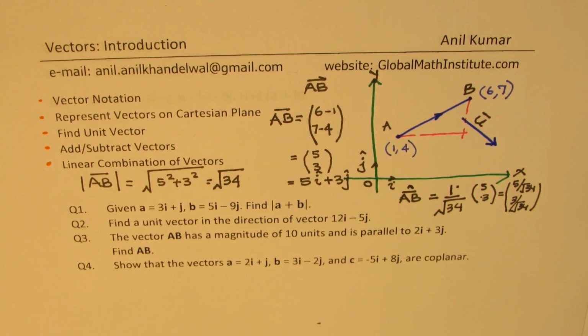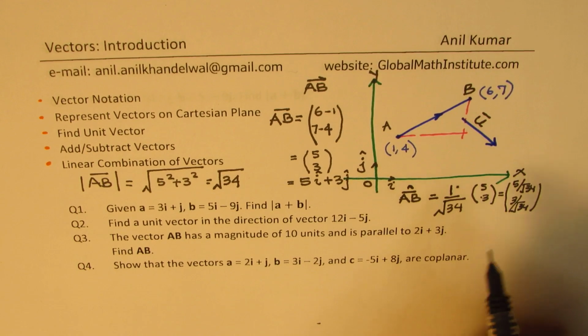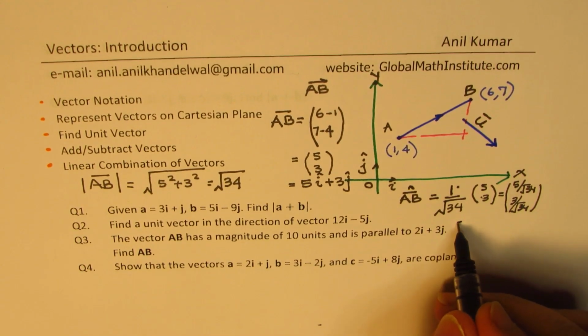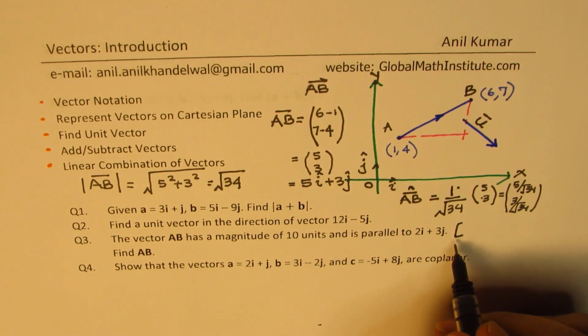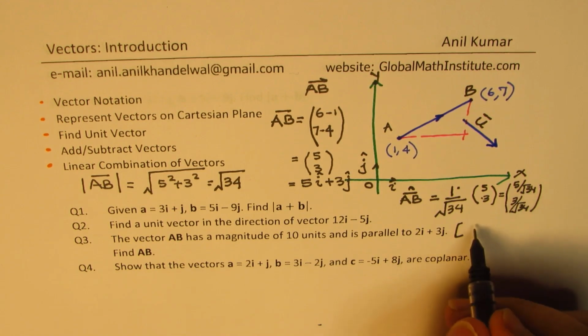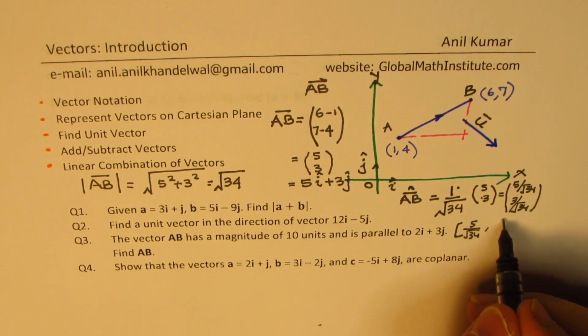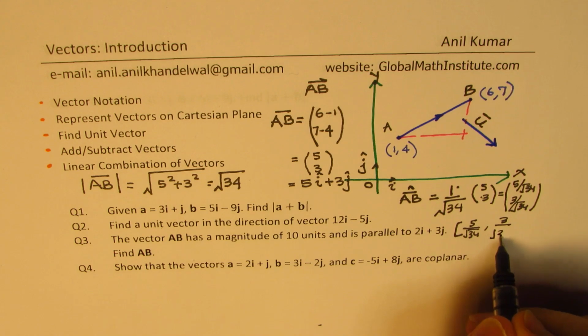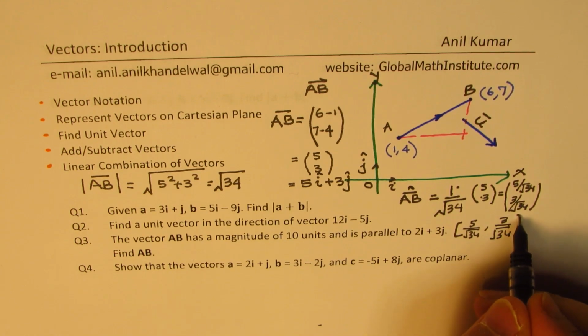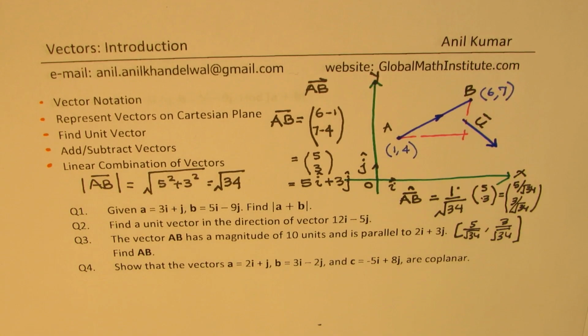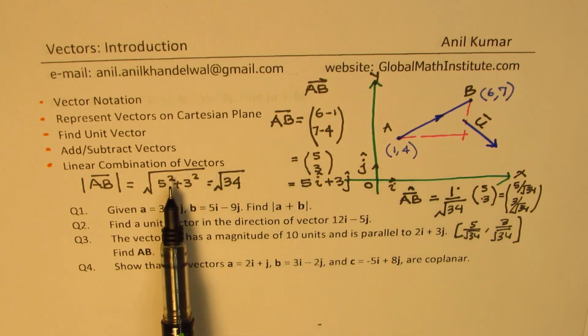Now, many times I will be writing this in another form, not using the columns but the square brackets, right? So I'll write this unit vector as 5 over square root of 34, comma, 3 over square root of 34. So that becomes my unit vector AB. It still is parallel to the original vector.